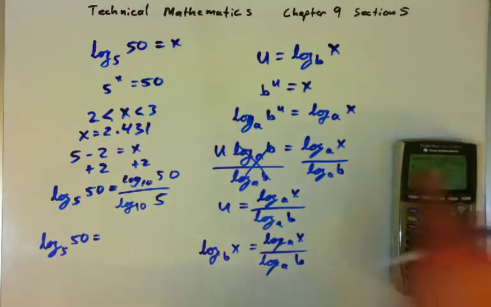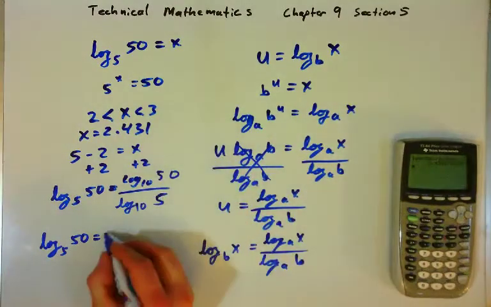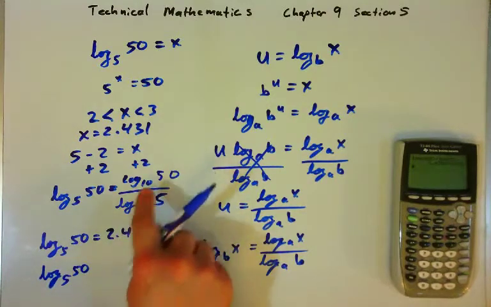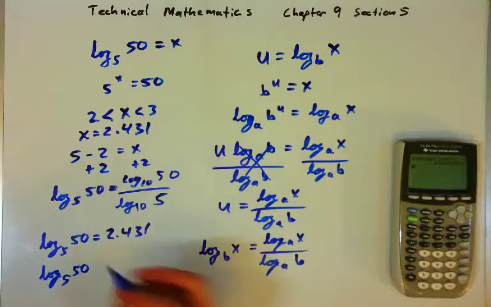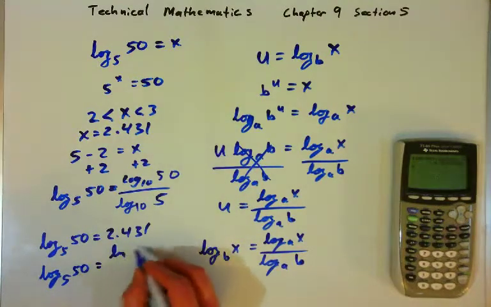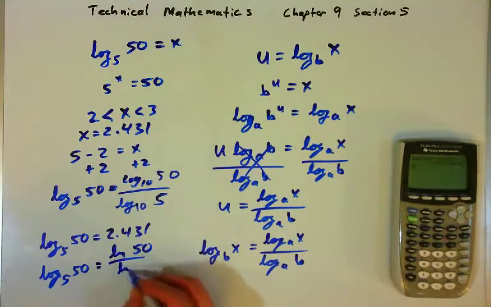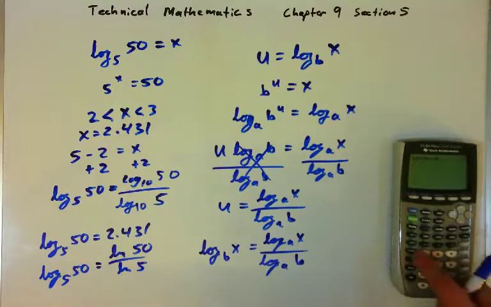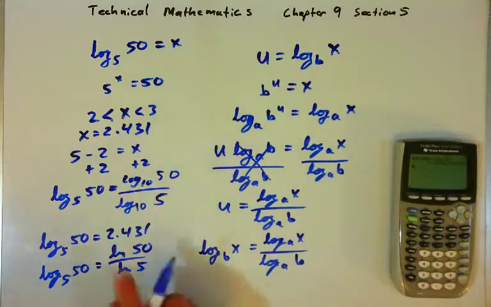And what do I get? 2.431. Same answer we had before. Now, it didn't matter if I used log base 10 or the natural logarithm, it's going to work out the same way. So let's try the natural log of 50 divided by the natural log of 5. I'll take the natural log of 50, close parentheses, divided by the natural log of 5, close parentheses, equals, and I still get 2.431. Right, same answer that we got before.